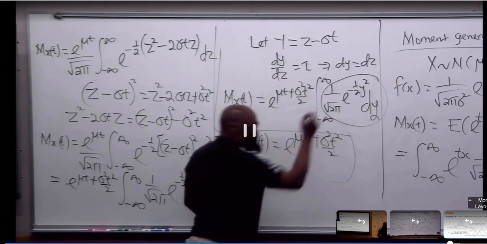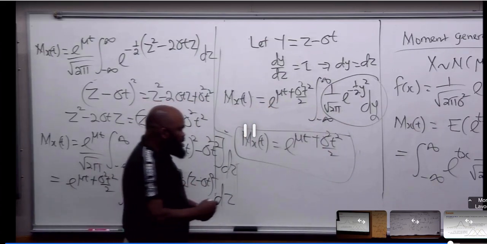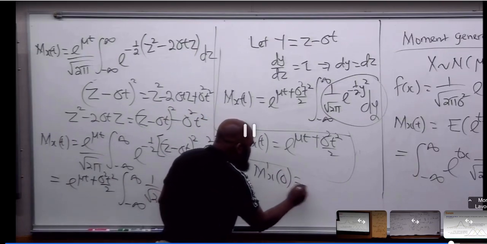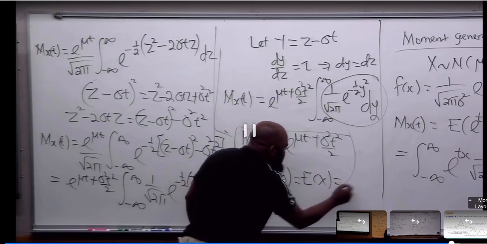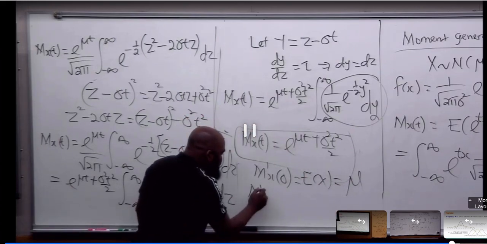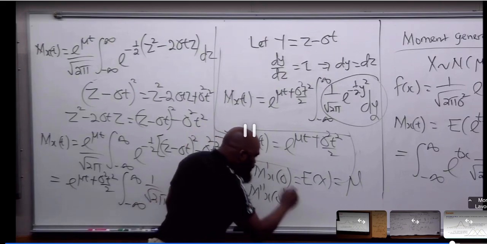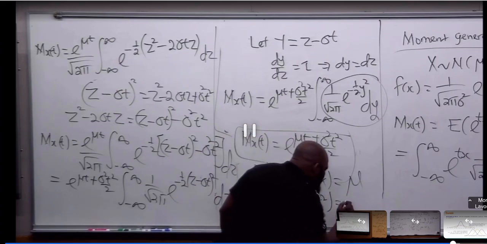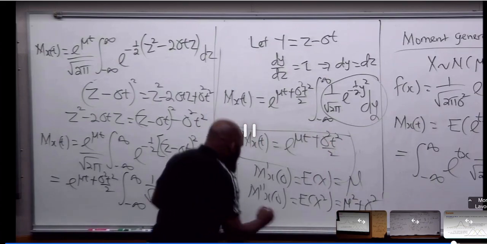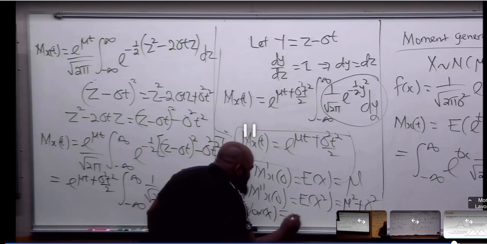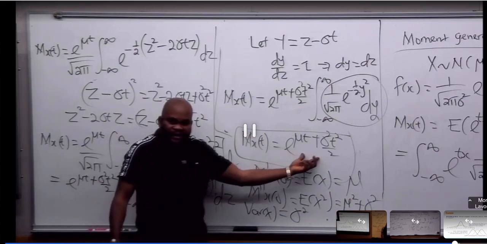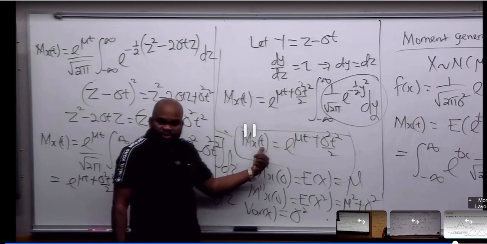Now you know what I need you to do? Go and try it. When you differentiate it and you put 0, that will give you your E of X, which is going to be mu. When you differentiate again and you put 0, that would be E of X squared, which is going to be mu squared plus sigma squared. By the time you do the variance, it should be sigma squared. You can try that. And if you really want to know whether this is correct, I told you when you plug in 0 for t, it should give you 1. Plug in 0, that's going to be 1.